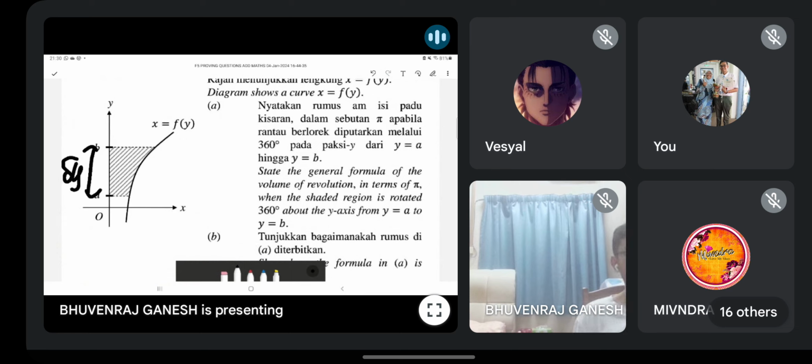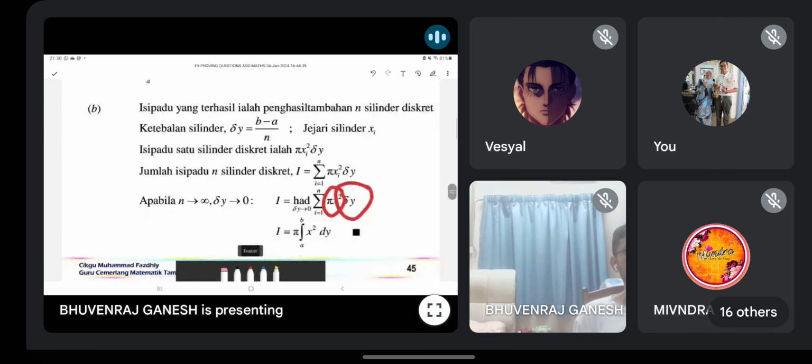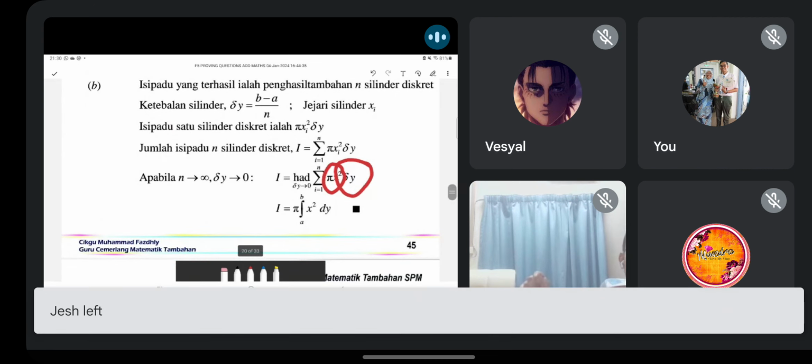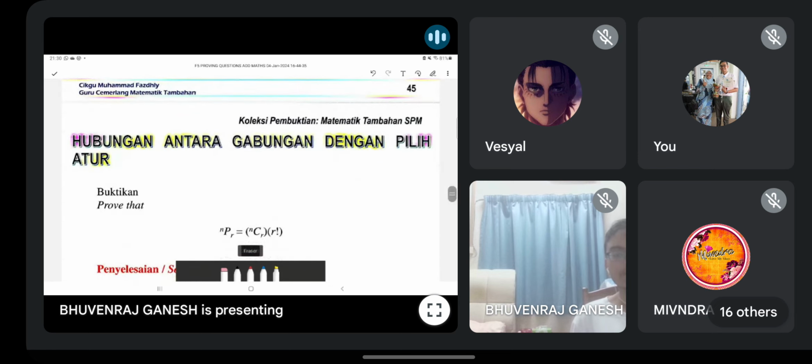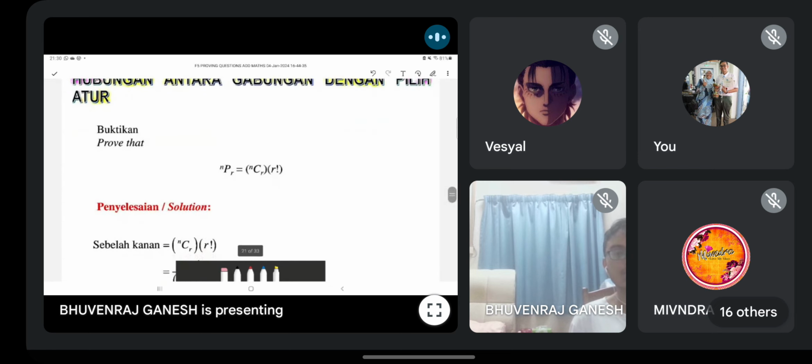Okay, perubahan kecil kat sini. So this is how you can get delta y. Okay, so finally, you gantikanlah b and a, your upper limit, lower limit, had atas, had bawah. Then you get the answer. Okay guys, so this is for integration. Kita dah habis semua rumus.